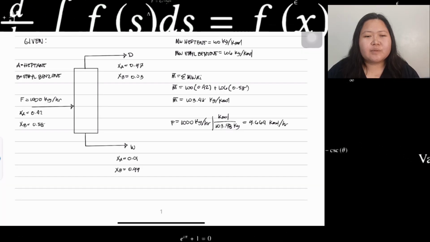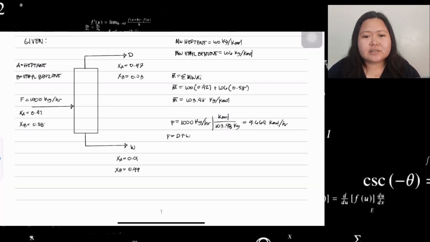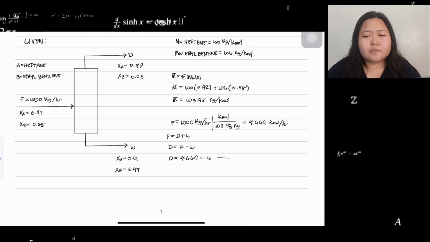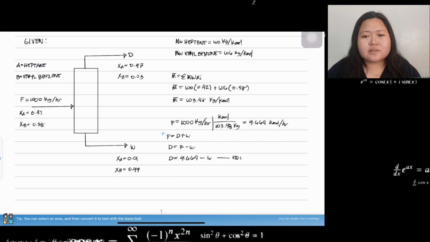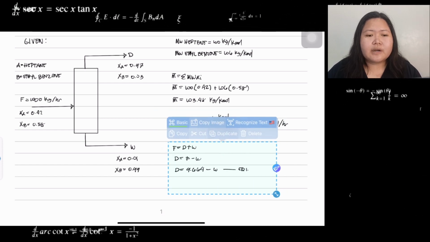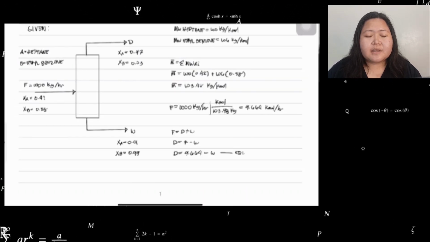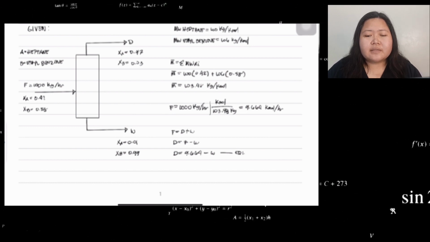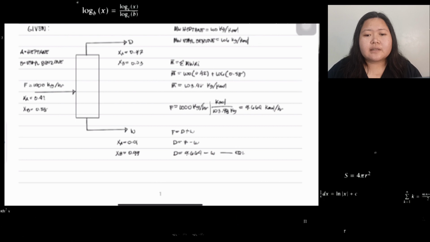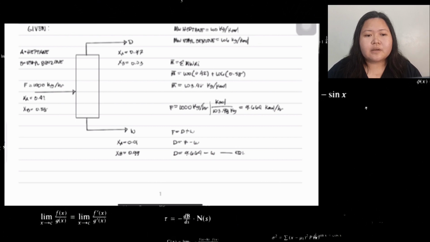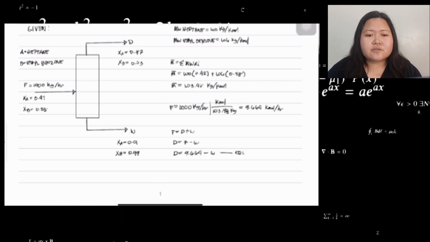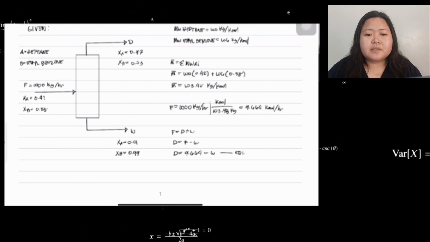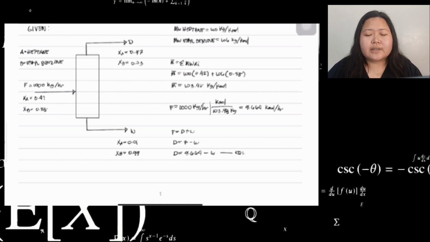Then we will perform the overall mass balance, which is in is equal to out. We have F equals D plus W. Since F is equal to 9.664 kmol per hour, the equation will be 9.664 equals D plus W. Then we will manipulate the equation so that D will be equal to 9.664 kmol per hour minus W. And we can label this as our equation 1.